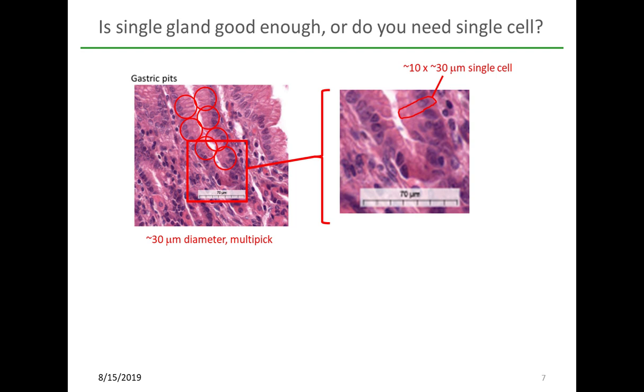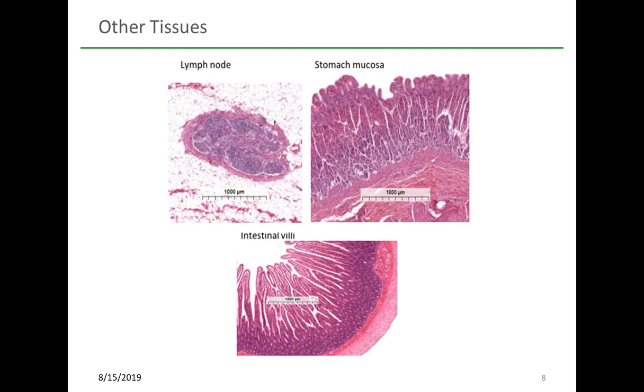And so this is looking at gastric pits, and you can see there's a blow-up on the right. So you can see if you want to look just at the gland, you can use a series of areas that you profile and pool together, which is shown on the left. But if you want to get to a single cell, now you're down to a 10 by 30 micron area that one would want to profile. So the methodology has to be able to achieve that to go to single cell, whereas 30 micron diameter multiple pickings certainly would work fine if you wanted to look at the whole gland.